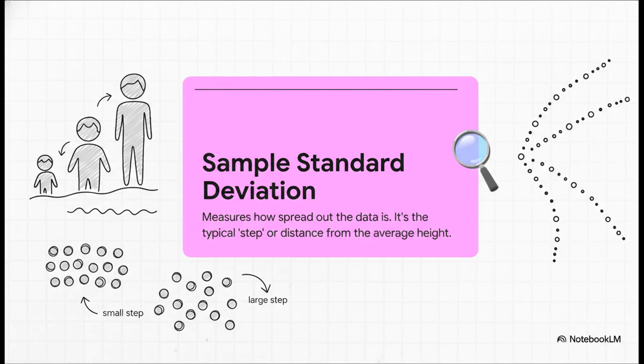Now, let's figure out the group's personality. That's where standard deviation comes in. It tells us just how varied the data is. Is everyone pretty much the same height, all clustered together, or are their heights all over the place? Just think of it as the average step a person in the group takes away from that center point. A small step means the group is really similar. A big step, well, that means the group is super diverse.